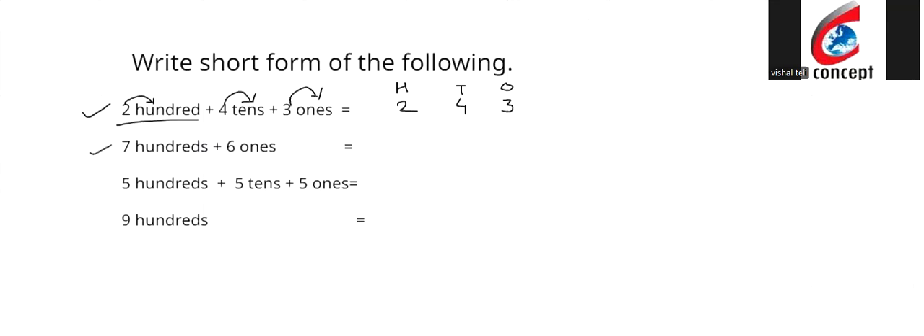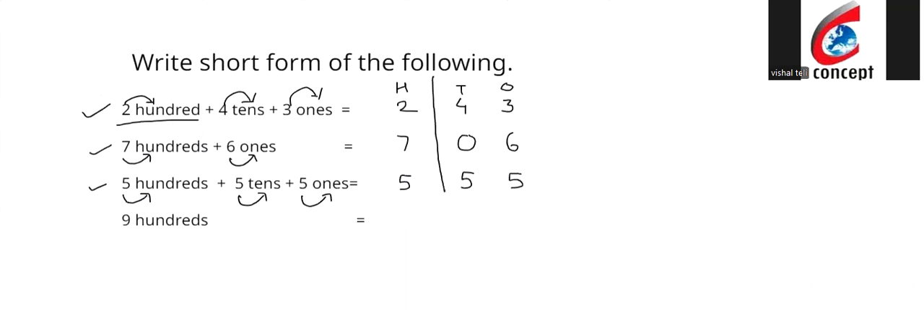So we got 7 in hundreds. Okay, so in H we will write 7. We got 6 in ones. So we'll write 6 in ones. We don't have tens, so we'll write 0. Now we'll solve this problem. 5 hundreds, so we have to write 5 in H. We have 5 tens. So in T means tens. We have to write 5 in tens. We have 5 in ones. So we'll write 5 in ones. Okay, column. So we have H column. We have tens column. Okay, so we are writing for that.